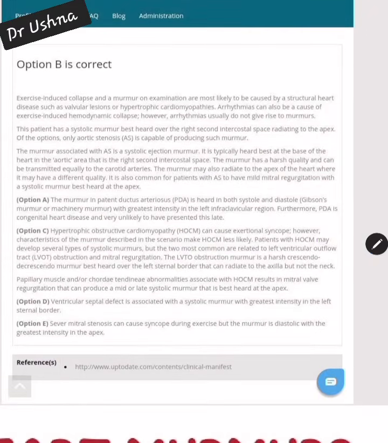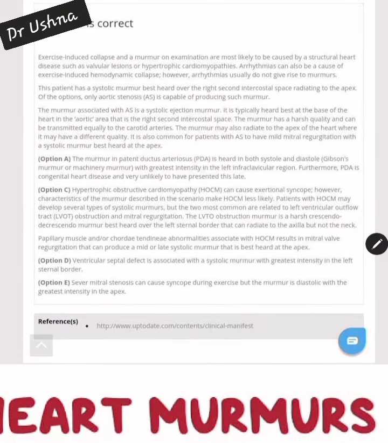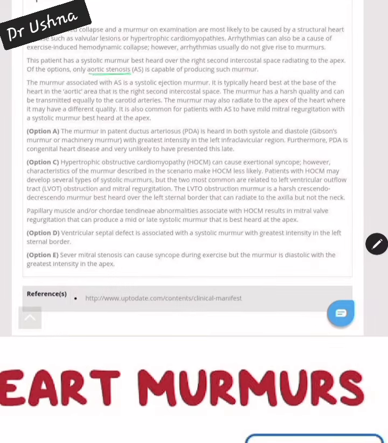So exercise-induced collapse and the murmur on examination are most likely caused by structural heart disease, that is valvular lesions or hypertrophic cardiomyopathies. Arrhythmia can also cause exercise-induced hemodynamic collapse, but it does not give rise to murmurs. And the systolic murmur heard at the second intercostal space is due to aortic stenosis, which is capable of producing a murmur, and aortic stenosis always produces a systolic ejection murmur.